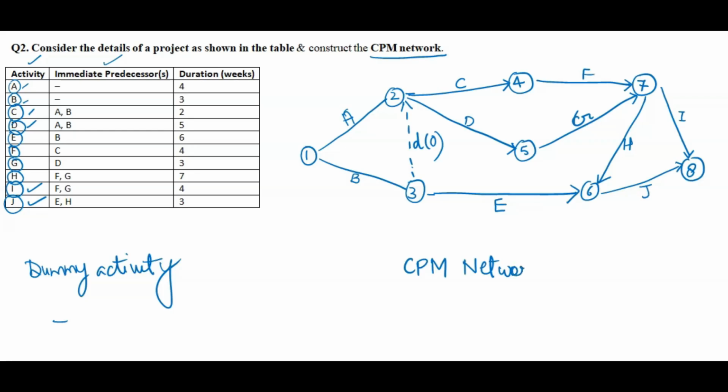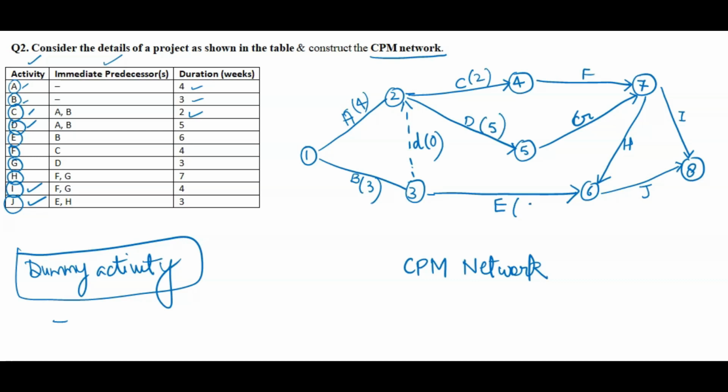Whenever you see two activities starting at the same place and ending also at the same place, for that we have to create a dummy activity. Now here we can write duration as well. A activity 4, so in brackets you can write 4, B activity 3, C activity 2, D is 5, E is 6, F is 4, G is 3, H is 7, I is 4 and J is 3.